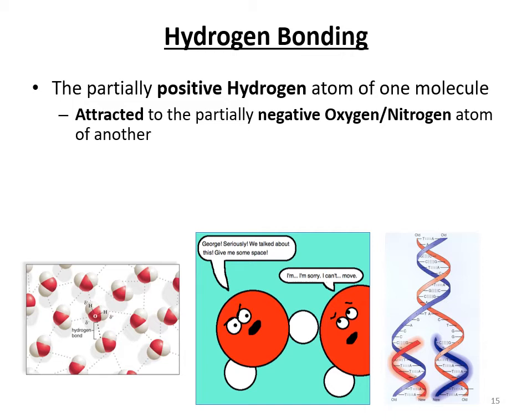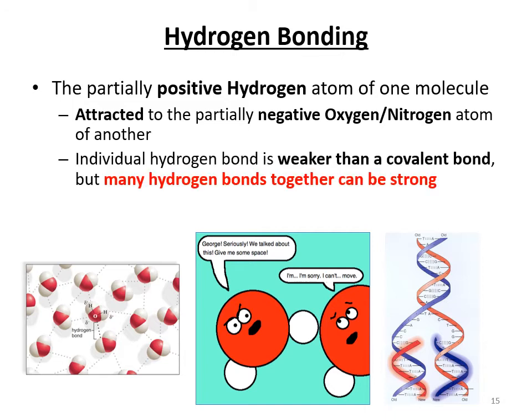And you'll see how this ends up forming this massive network of bonds, and even though each individual hydrogen bond is weak, when you have many of them together, it can be very, very strong. And that's why you see things like the surface tension of water, and you see a little bug walking on top of water. It's able to do that because of how many hydrogen bonds are present there.